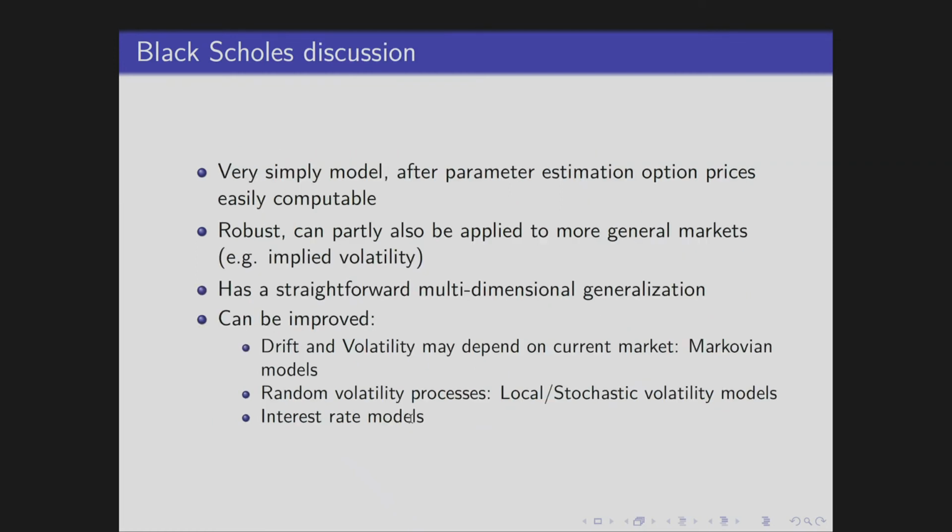And so why do we use Black-Scholes? It's a quite simple model after we found the parameters. The parameters have to be estimated in some way by statistical means, but afterwards it's really simple to use, and it's even quite robust. I mean, a constant drift and constant volatility are really not what happens in the real financial market, but we were able to observe that it can still give some good results if we use this model, and it also has a straightforward multidimensional generalization.